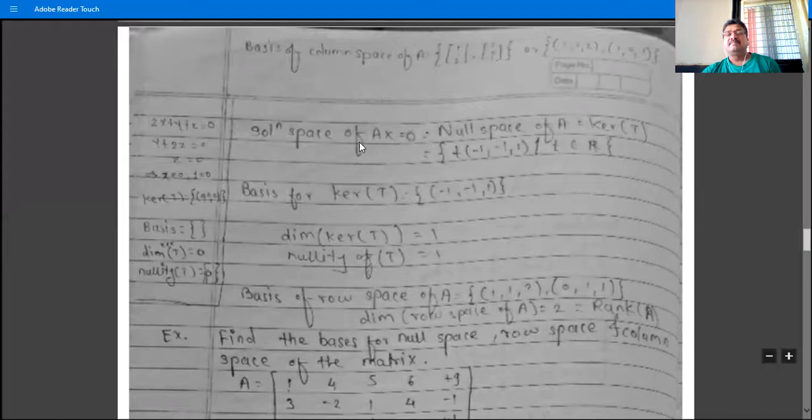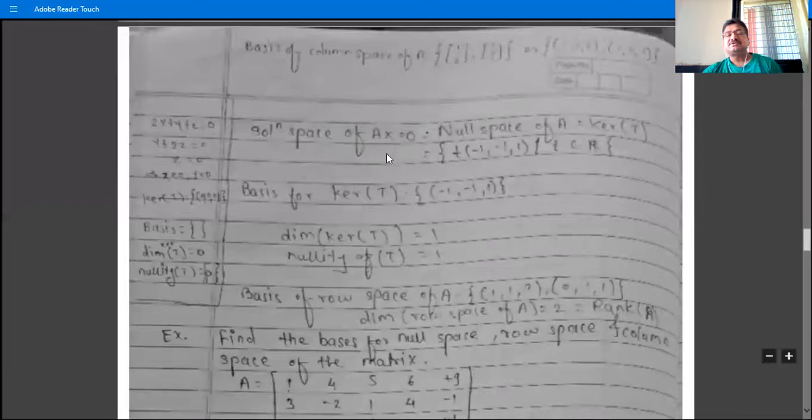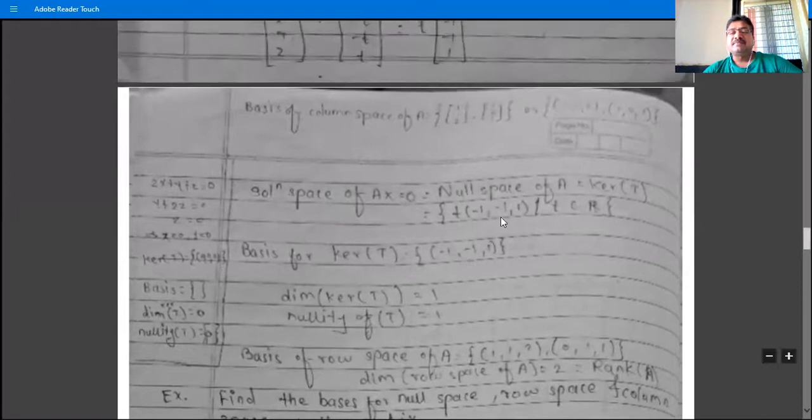So actually this is the solution space of this system Ax equal to 0, the null space of A, and null space of A is nothing but kernel of T. The basis for kernel of T is a set that contains only one element, because this is the only linearly independent vector in the set. The remaining vectors depend on this one, as scalar multiples of it. So the kernel of T is the set of all scalar multiples of this vector, and there is only one linearly independent vector.